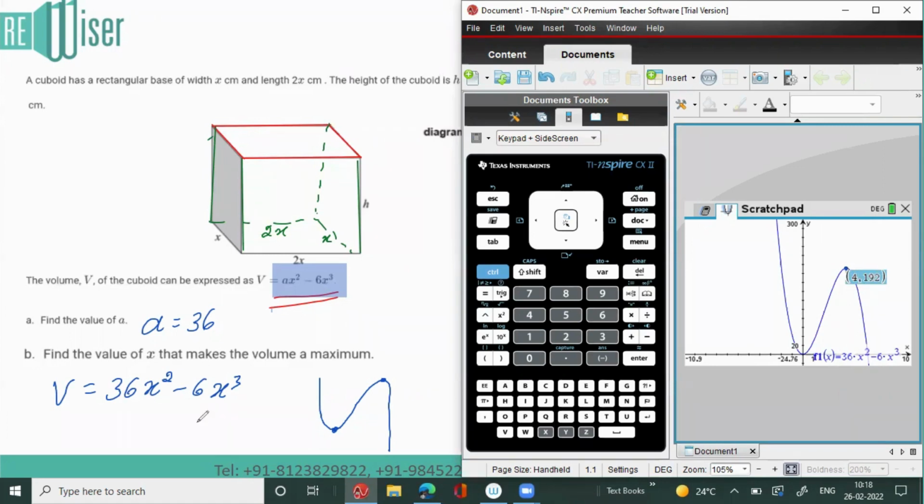That means when the x coordinate is 4, the volume is going to be 192, which is the maximum volume. But in this question, they are asking for the x value that makes the volume maximum, so that x value is 4. We are talking about centimeters. So when x is 4 centimeters, the volume of this cuboid will be maximum. So x equals 4 is the right answer for this sum.